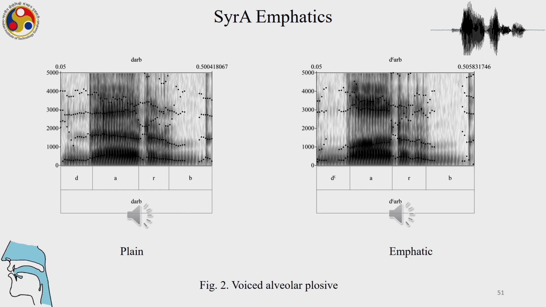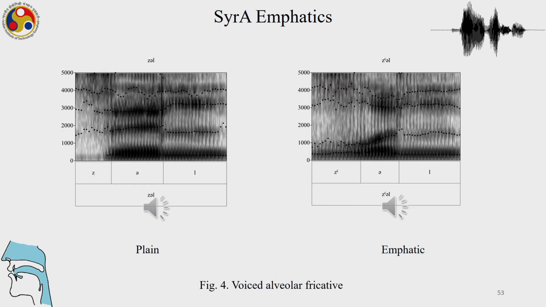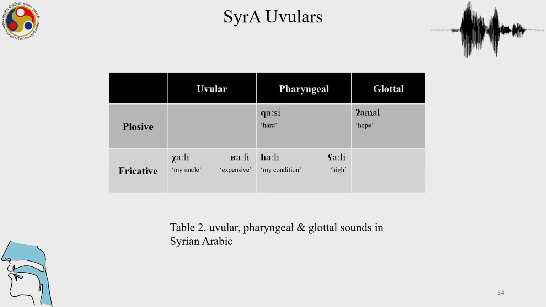Another one here is the voiced alveolar plosive, which can be either a plain one or an emphatic one. Darb. Again, these are fricatives, which can be either plain or emphatic. Safe. Zil. And then there are the Syrian Arabic uvulars.